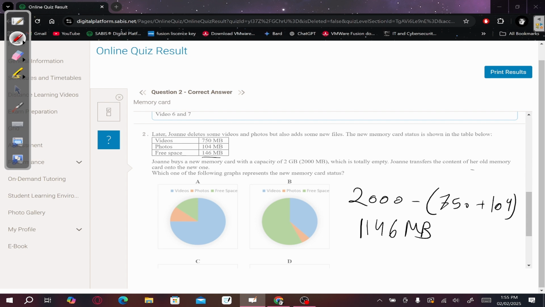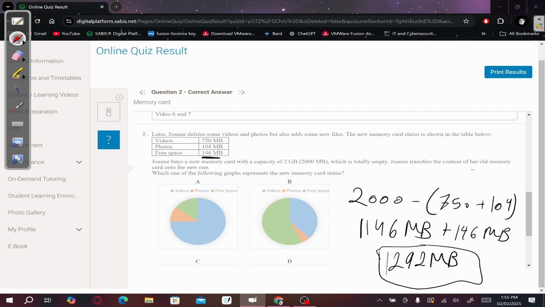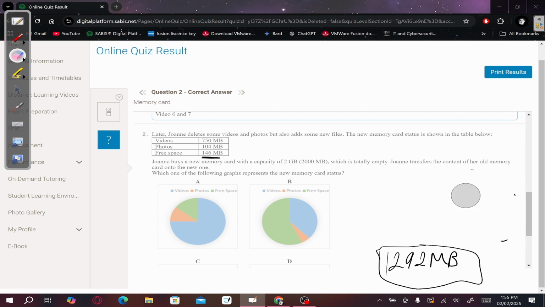That is in addition to the 146. So plus 146 megabytes gives me 1292 megabytes of free space. This is how much free space I have. So basically, I'm just going to translate this into a pie chart, which is very easy considering that you guys should know how to do that.